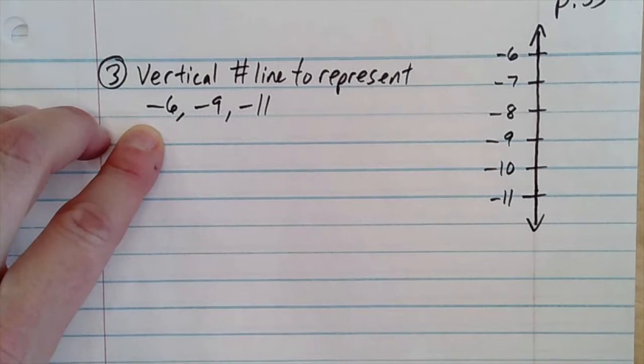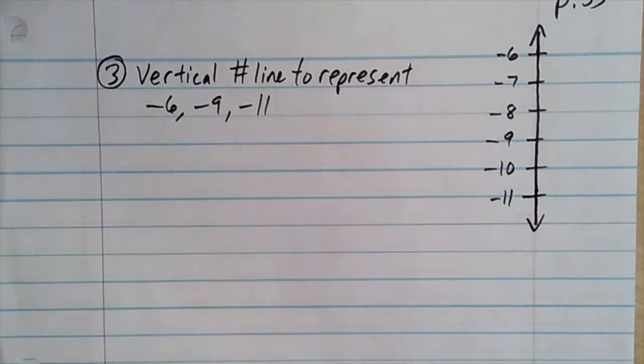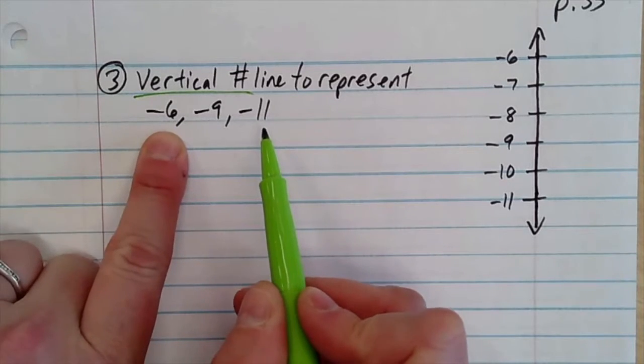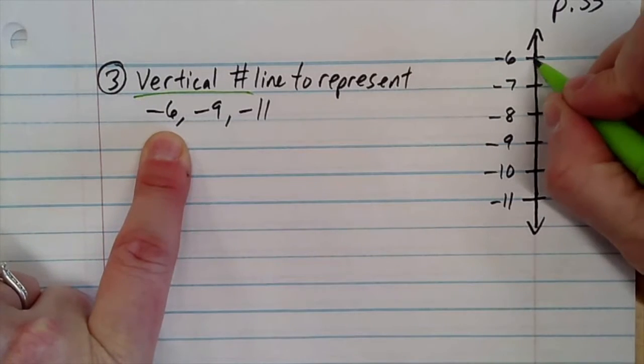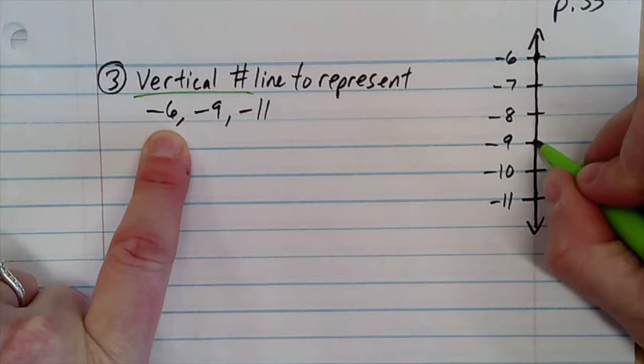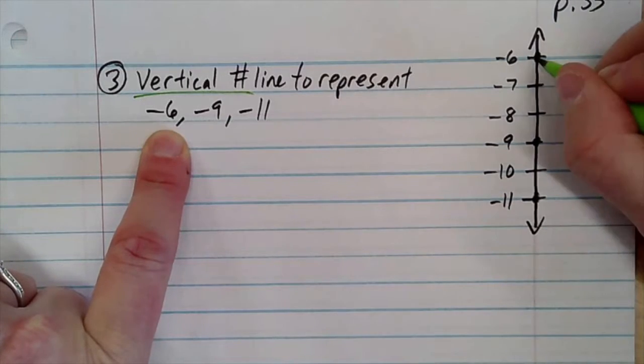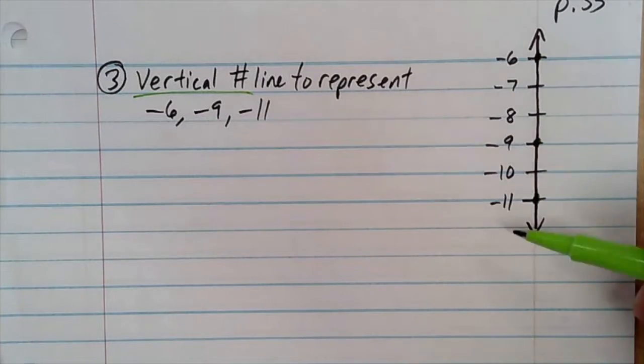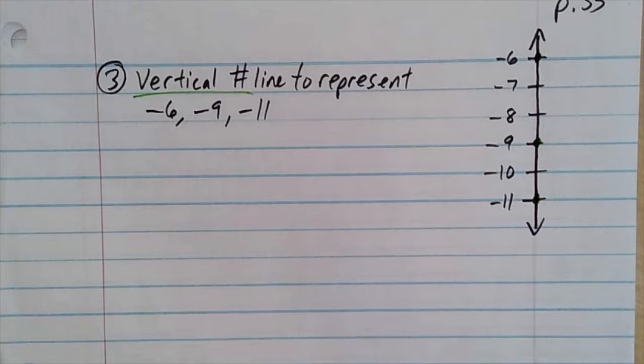And so we needed it to be a vertical number line, so we've made it vertical, and then we have to represent these numbers. So these are the ones we have to put the dots on. A dot on -6, one on -9, and one on -11. Because that's the ones they asked for. So you can't just put those 3 numbers on. You need to have your intervals going consistent. They're always going down by 1.